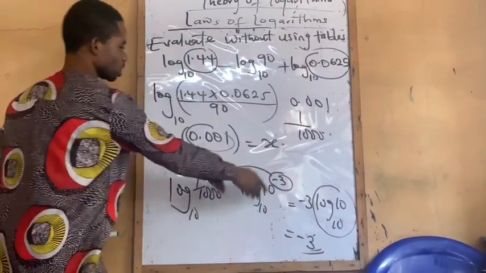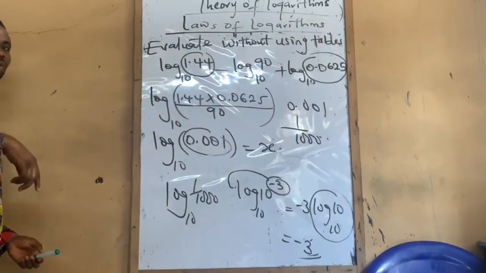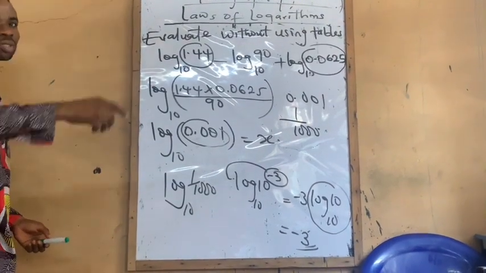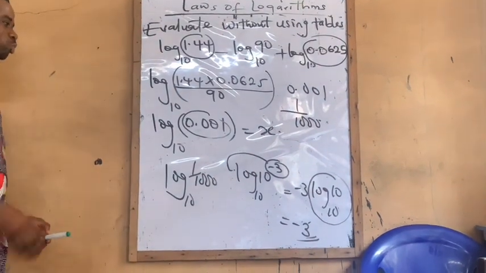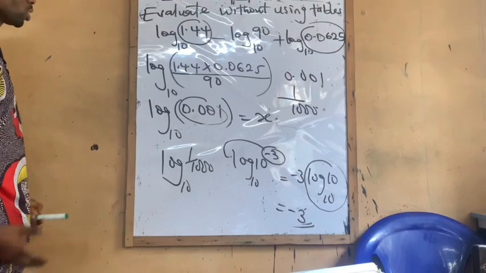When you bring it out, change it to a fraction like this, and raise it up. So it will come as 10^-3. The 10 here will be 10^1 equals 10^-3. 10 becomes 1 and you get your minus 3. So if you apply that method also, you still get it.